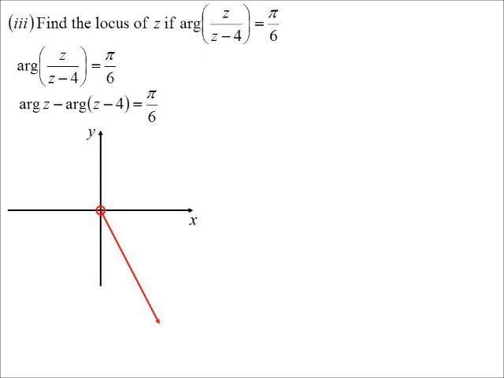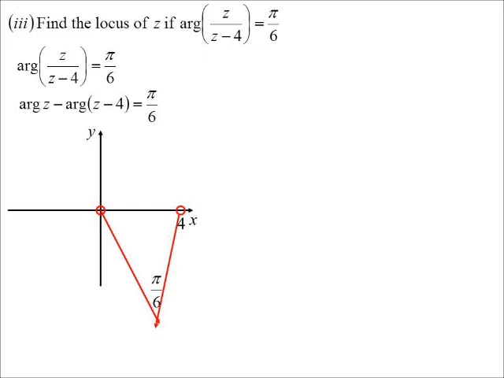Let's draw a picture. One vector is going to start at 0 and go off in some direction. The other vector starts at 4 and goes off. Basically we're saying the difference in the arguments, which ends up being the angle between the two lines, is pi on 6. Now I've put it down the bottom. Could have been up the top. How do I know where to place it?